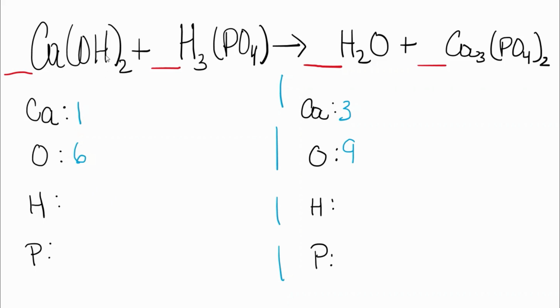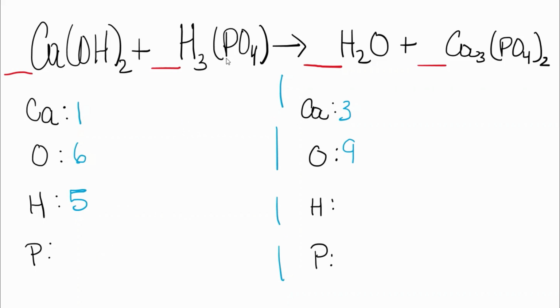And then for hydrogen, we have 1 from the hydroxide, and there are 2 hydroxides, so there are 2 hydrogens. Oh, my mistake. So you still have 2 hydrogens in calcium hydroxide, but then there are 3 hydrogens in the phosphoric acid. So this will be a total of 5. That's my mistake, I'm sorry.